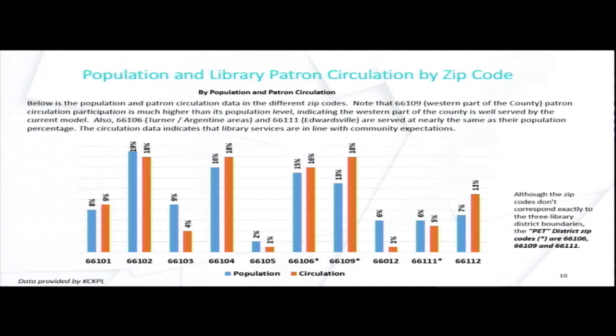And you can see how they vary based on zip code. Specifically 66106, you can see that population's 15%, while the circulation is 16%. It's 1 percentage point higher. In 66109, it's a whole 5 percentage points difference, and in 66111, they're pretty much even money.